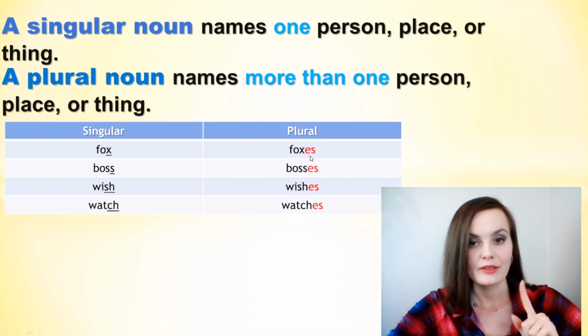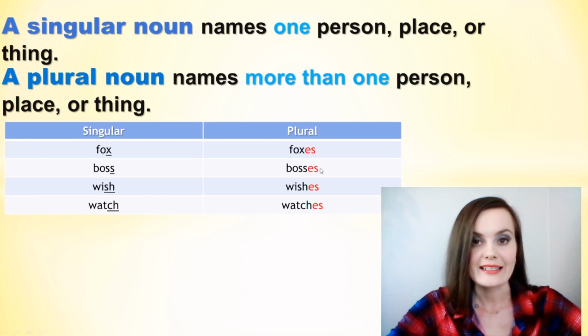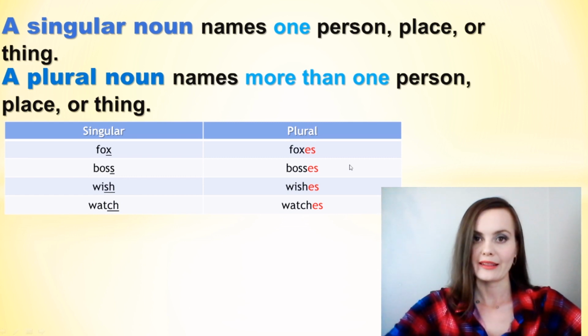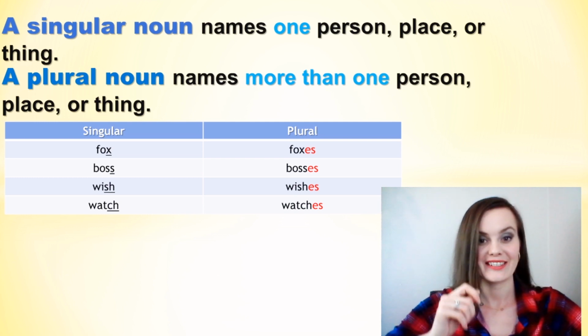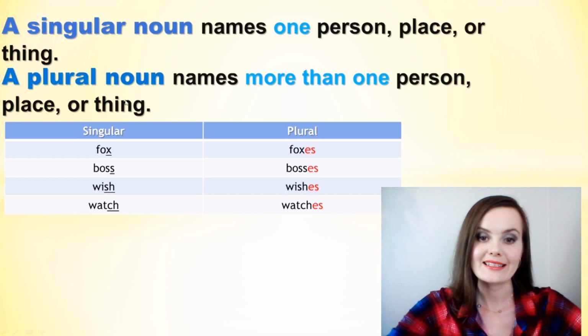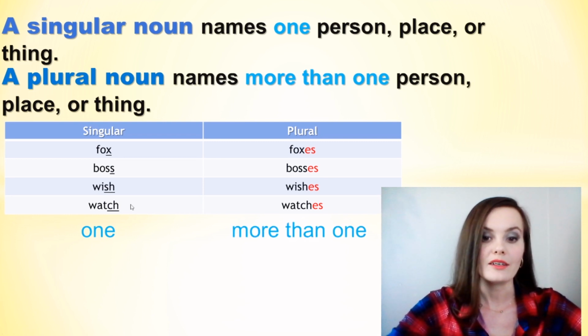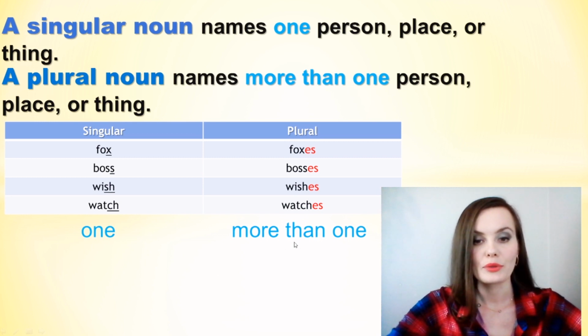Yes, you're right. It's a correct observation. You need to add es at the end. But when do you need to add this es? Let's see who guessed. Yes, you're right. If the word ends with an x, with an s, with sh or ch, we need to add es to the noun. Again, x, s, sh, ch sound, we add es. Okay, again, just a reminder: singular means one, plural means more than one.